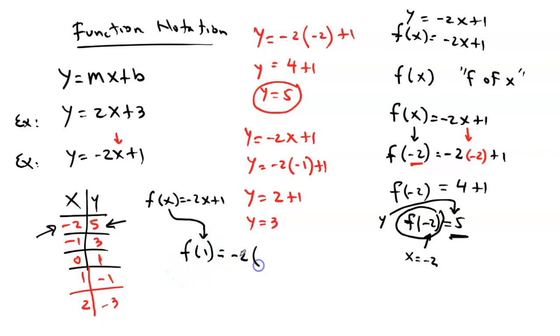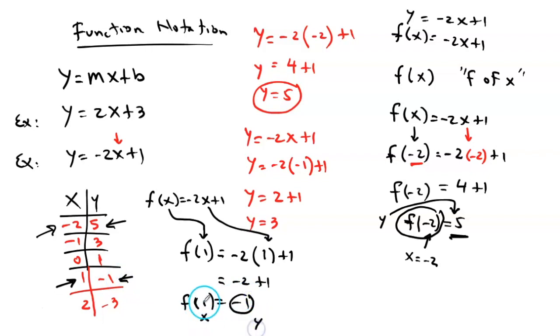So negative 2 times 1 plus 1. Negative 2 times 1 is negative 2. Negative 2 plus 1 is negative 1. So f of 1 equals negative 1. F of 1, with x value 1, equals negative 1. And this is your y value. So f of 1 is your y value.